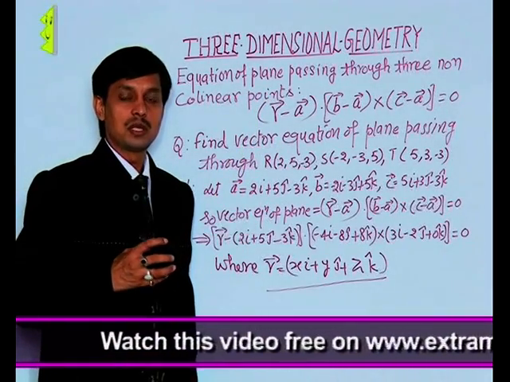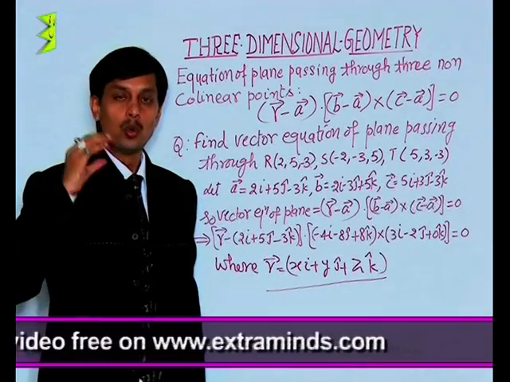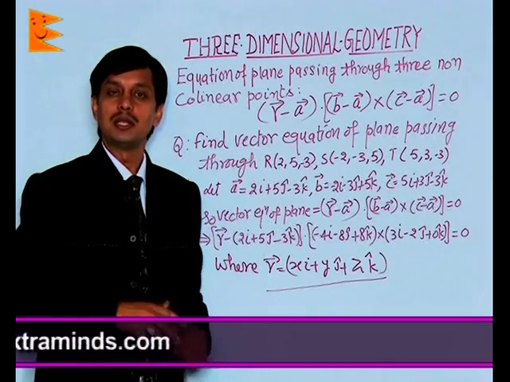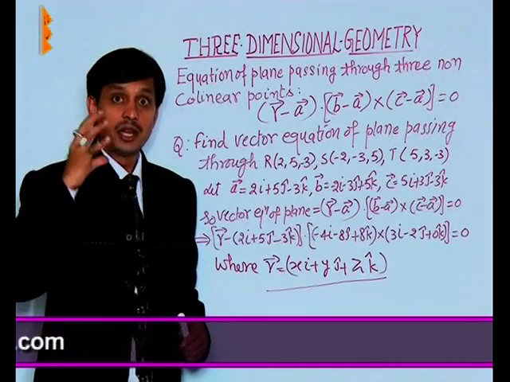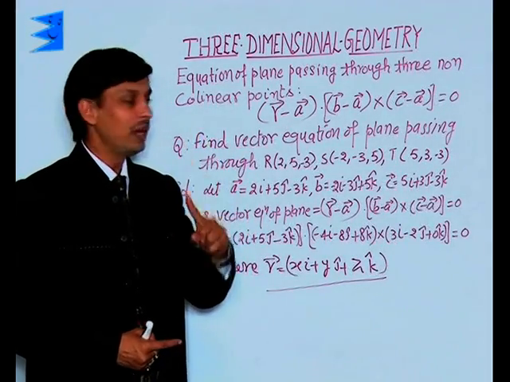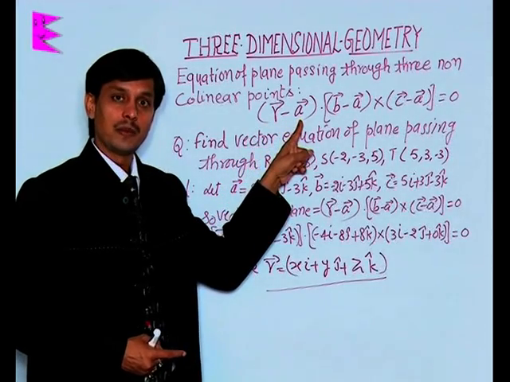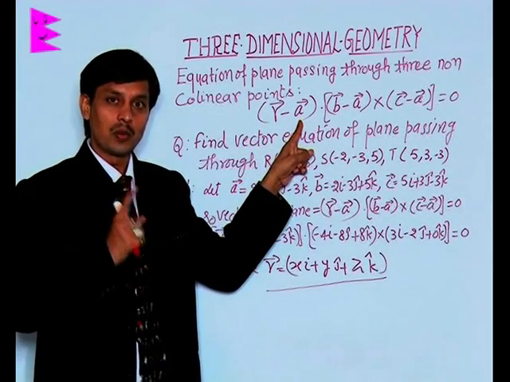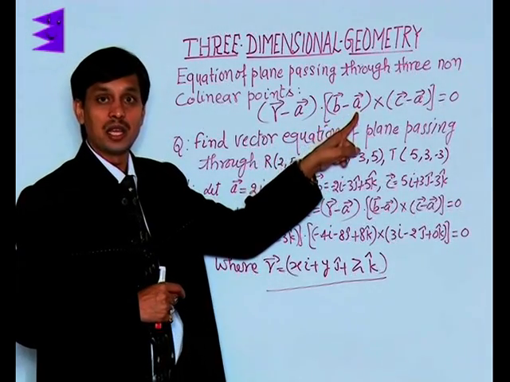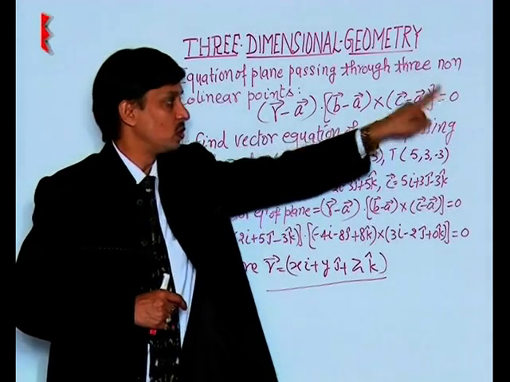Let us suppose the plane is passing through three points whose position vectors are vector A, vector B and vector C. Then its vector form will be given by the formula: vector R minus vector A, what is vector A? Position vector of the first point, dot vector B minus vector A cross vector C minus vector A is equal to 0.